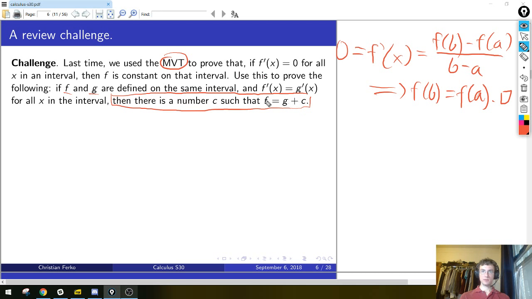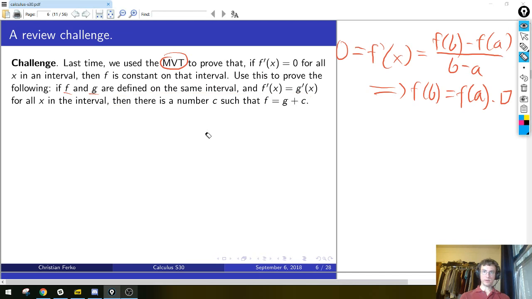So in other words, if the derivatives of f and g agree everywhere, one of them just has to be a translation of the other. So if this is f and this is g, it's vertical translation, sorry, I said horizontal. There's some number c so that f equals g plus c. They're just the same function offset vertically by some number c. That's what we want to prove.